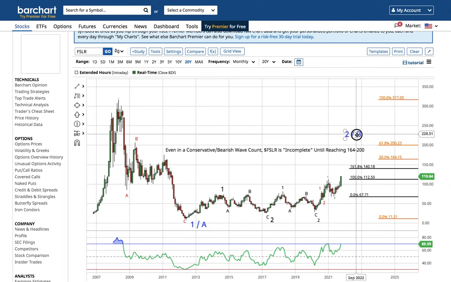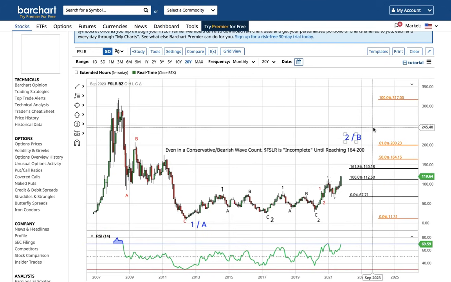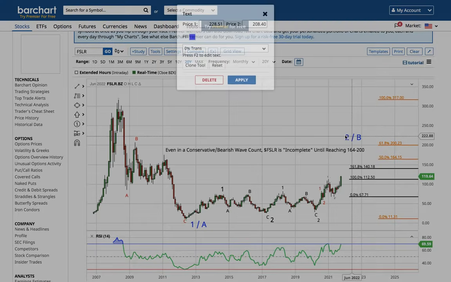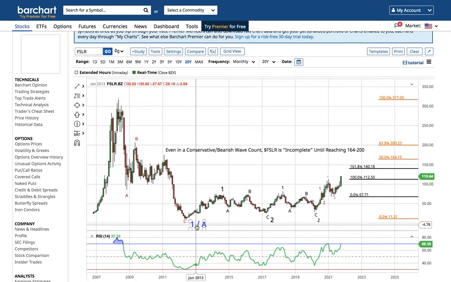It's a really silly thing to say that this is a wave 2 or a wave B correction, because this is clearly an impulse. The reason that I want to include it is because it shows that even in the most conservative, even the most bearish view of First Solar, we should get to at least the 61.8% retracement of this all-time sell-off. And that means that, in my opinion, First Solar is incomplete until it reaches 164 to 200.